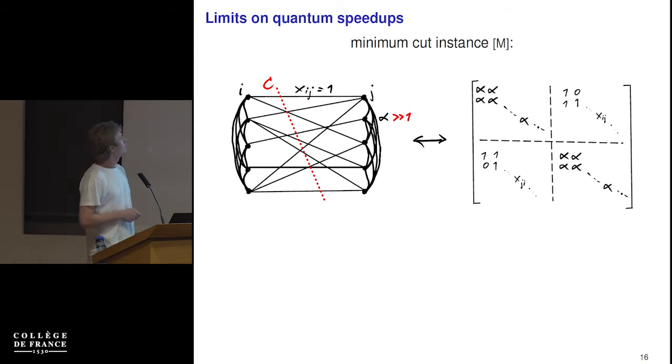Consider the following graph, where we have two sets of vertices, left vertices and right vertices, and we build up the graph as follows. Between every pair of vertices on the left side, we put an edge with weight alpha, where alpha is a very large integer. And between every pair of vertices i on the left and j on the right, we put an edge if and only if entry x_ij is equal to 1.